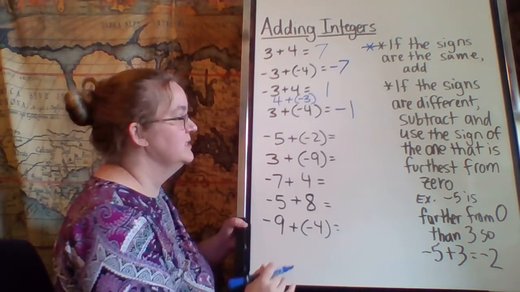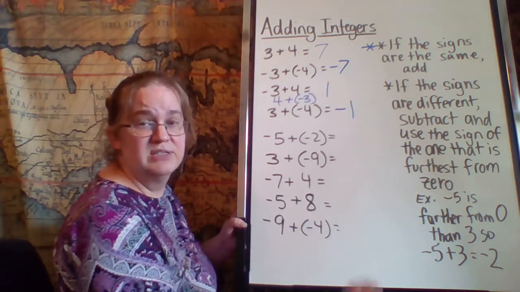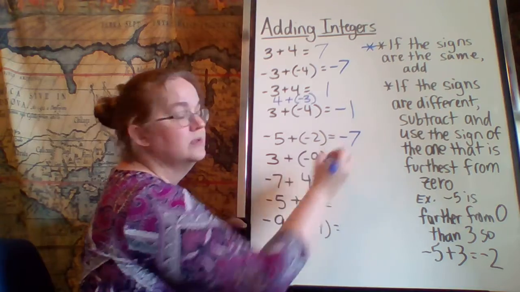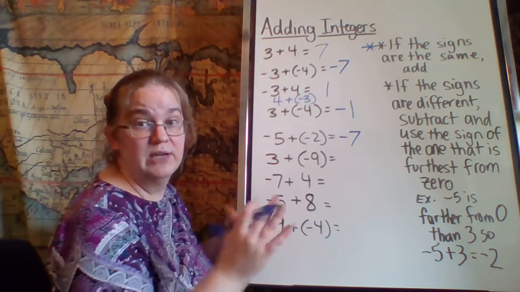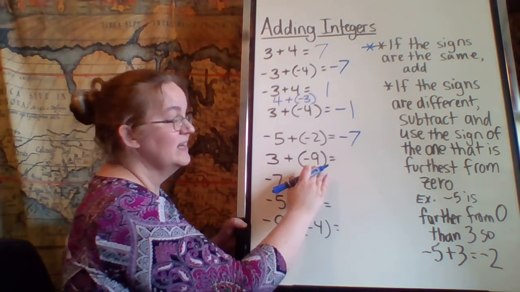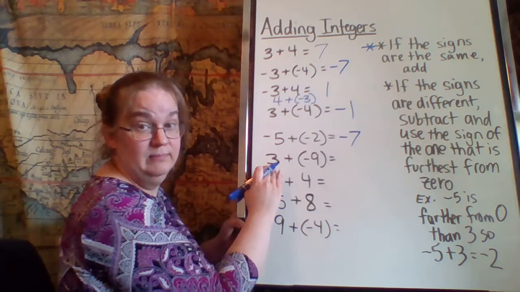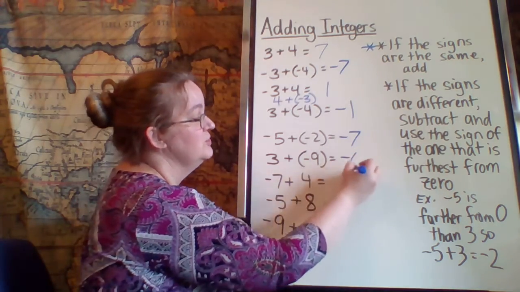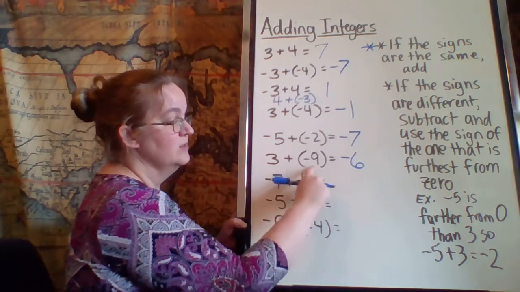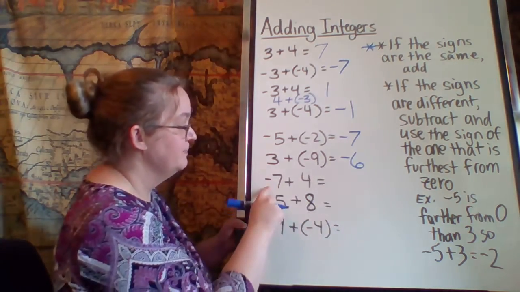So let's look at some other examples. These are the signs are the same. So -5 plus -2. I owe you $5. I borrow 2 more. I now owe you 7. So again, I'm adding them together because the signs are the same. On this one, it's like I owe you $9. I pay you back 3. Okay. I'm now going to owe you 6. So the signs are different. So I did 9 minus 3 is 6. There's more negatives than there are positives. So it's a -6.